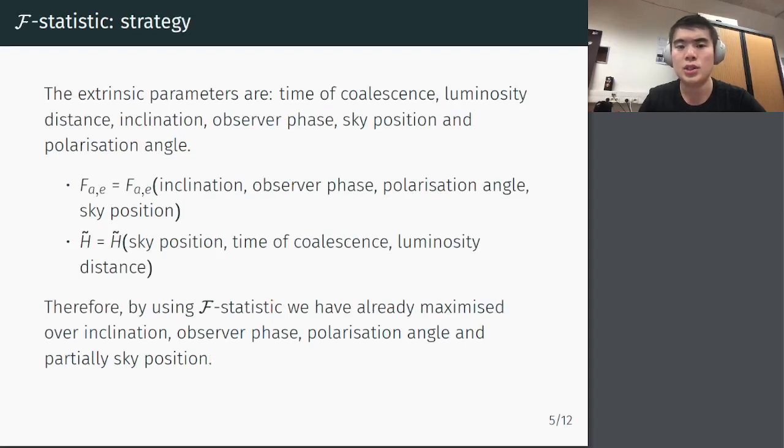Let's have a closer look at these objects. Pattern functions depend on inclination, observer phase, polarization angle, and sky position. The rest depends on sky position, merger time, and luminosity distance from the source. So if we use F-statistic, at least we fully maximize over 3 extrinsic parameters, and we also maximize partially over sky position.